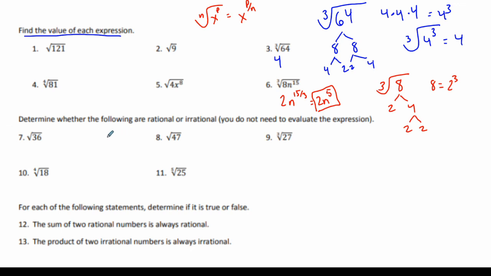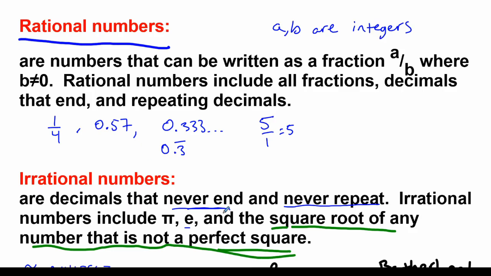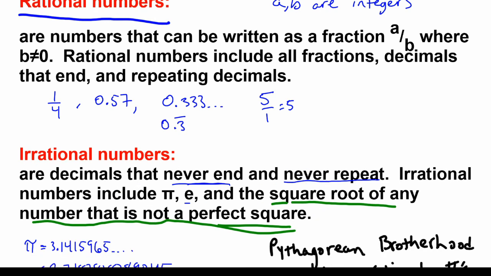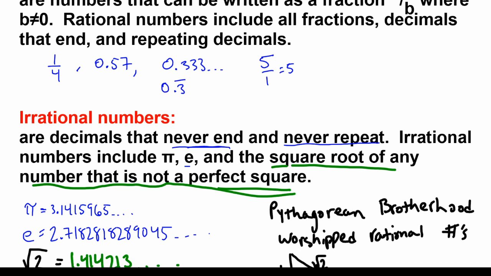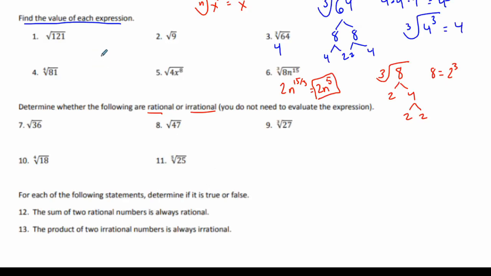Another interesting question here is determining which are rational or irrational, and you can do it without evaluating the expression. Remember that when we're taking roots, if it's not a perfect square or a perfect cube, it's not going to be rational. Remember what we said here. Square root of any number that is not a perfect square is going to be irrational. The same holds for cubes as well. So, is 47 a perfect square? No. So we know this would be irrational. You can try that with the other ones.